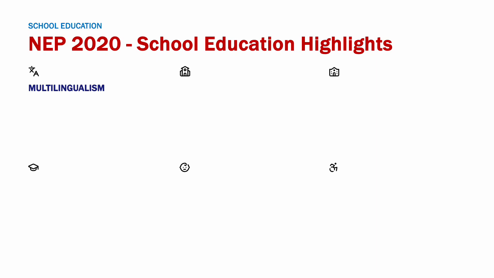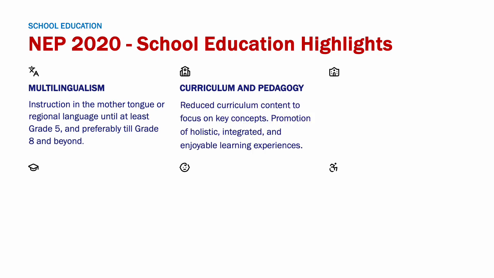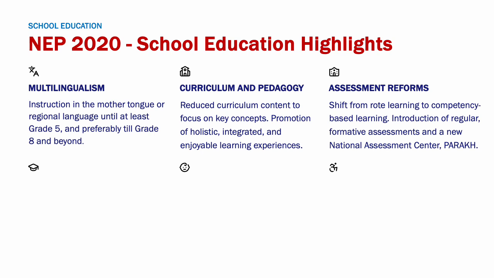Some of the other school education highlights are as follows. Multilingualism: instruction in the mother tongue or regional language until at least grade 5, and preferably till grade 8 and beyond. Curriculum and pedagogy: reduced curriculum content to focus on key concepts, and promotion of holistic, integrated and enjoyable learning experiences. Assessment reforms: shift from rote learning to competency-based learning. Introduction of regular formative assessments and a new National Assessment Center, Parakh.